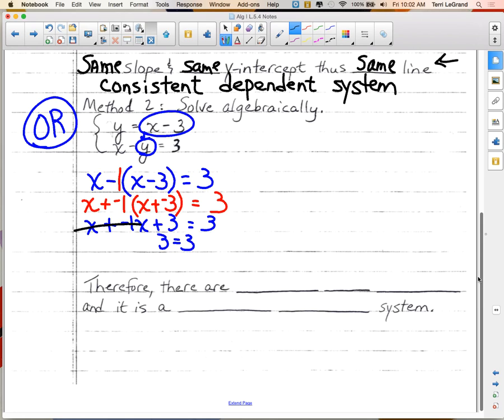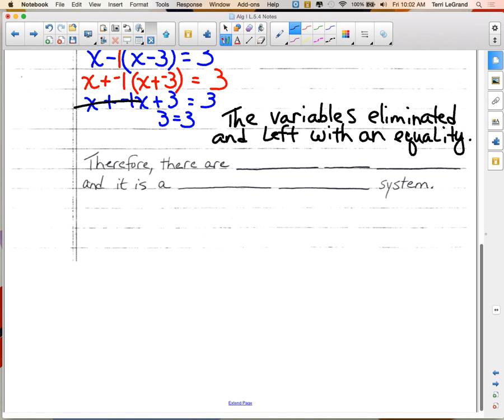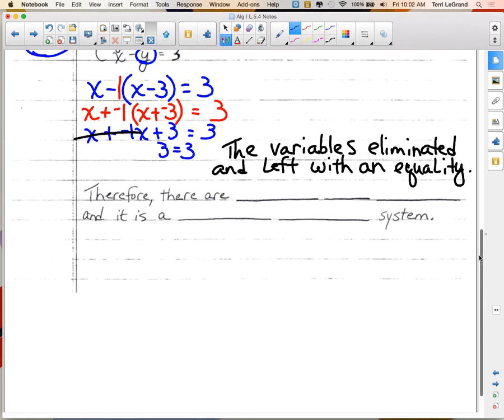So we're going to write here that the variable eliminated and left with an equality. We can say it's an equality because 3 does equal 3. So the variable is eliminated and left with an equality. We solve it algebraically, and that happens.